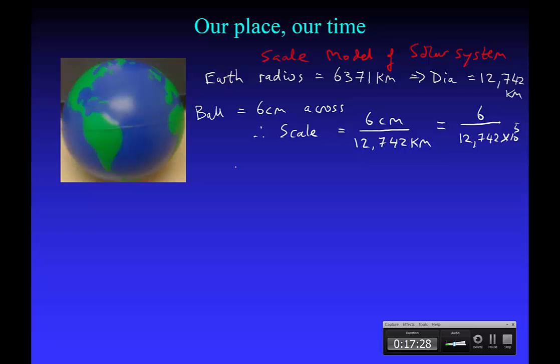So my scale size then comes out to be 4.71 times 10 to the minus 9. That's my scaling factor. So I'm going to take every other object in the solar system and multiply it by the same scaling factor, and that will allow me to make a model of the solar system itself.